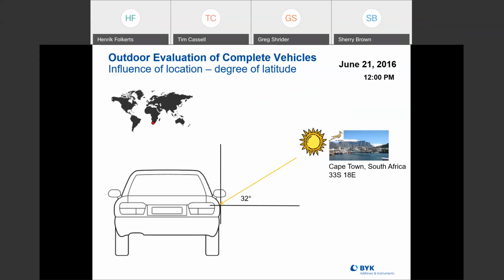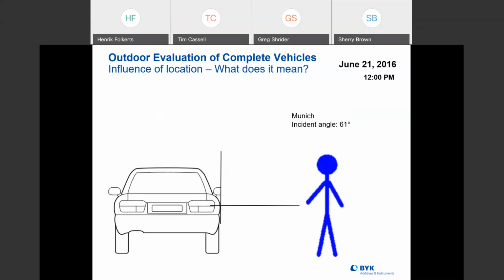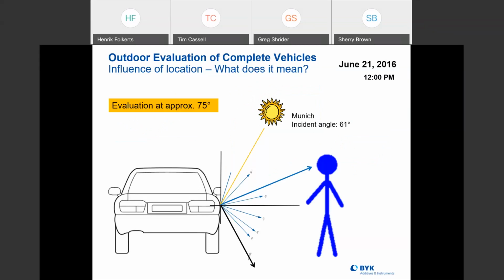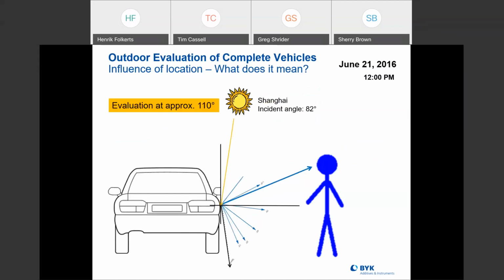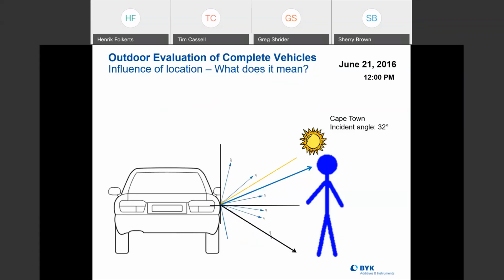So what does this mean? If I'm in Munich and my angle of incidence of light is 61 degrees, I'm actually looking at the 75 degree angle when I'm comparing the data to the BYK-mac. If I'm in Shanghai with an angle of incidence of 82 degrees, I would be looking at the 110 degree on the BYK-mac. And if I'm in Cape Town, I'm looking at the 45 degree angle.